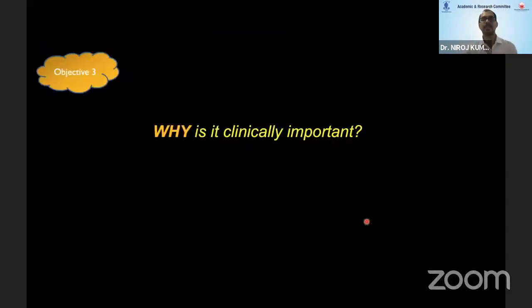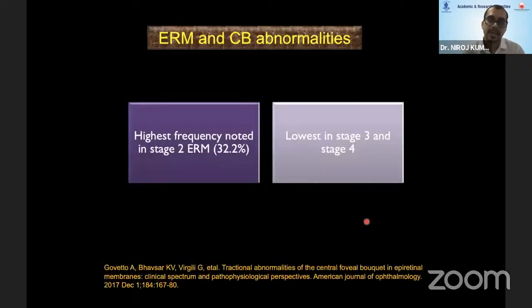So why is it important to clinically know about these entities? ERM stages and the central foveal bouquet abnormalities tend to have some correlation. It was seen by Govetto et al. again that the CB abnormalities have the highest frequency in stage 2 ERM. In stage 3 and stage 4 ERM, because of the EIFL, there is usually a lesser amount of CB abnormalities.